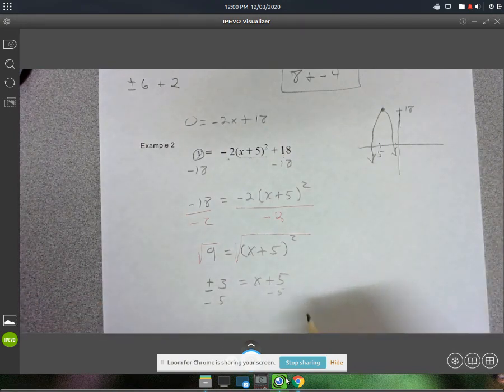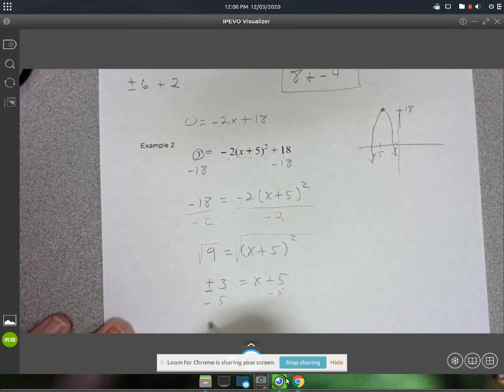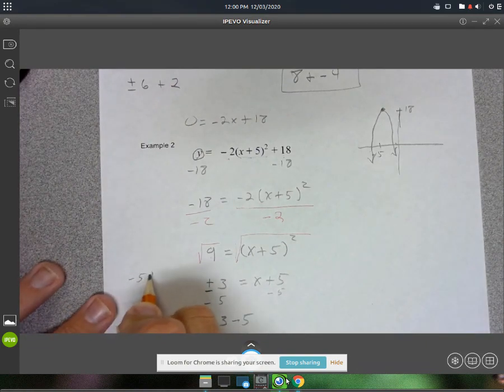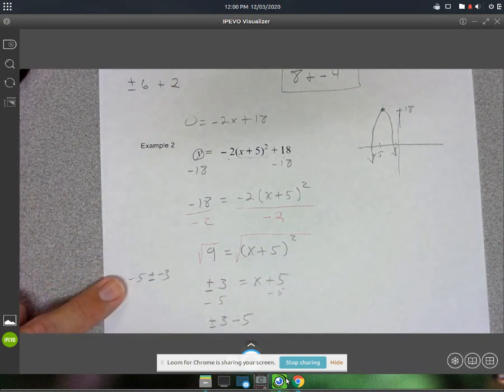Depending on how you like your answers, this is going to be plus or minus 3 minus 5. Okay, I'm going to try it like this. It could go either way. You could say negative 5 plus or minus 3. Let me know which one you like better. But it'll be too late because I'll already have the videos made.